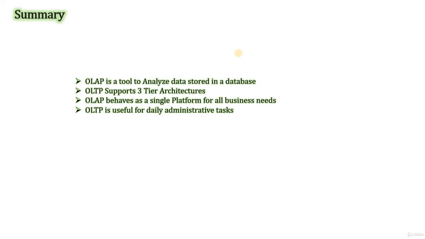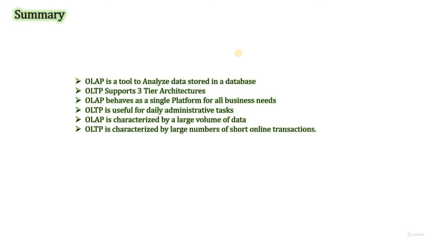OLAP is characterized by a large volume of data, because, like we already discussed, OLAP is nothing but a data warehouse, and it gets the data from multiple sources. That's how it has a large volume of data. OLTP is characterized by a large number of short online transactions. Like we already discussed, OLTP is meant for day-to-day transactions. A data warehouse is a unique integrated system for a particular business, an integration of data from multiple sources. So this is all about the difference between OLAP and OLTP.